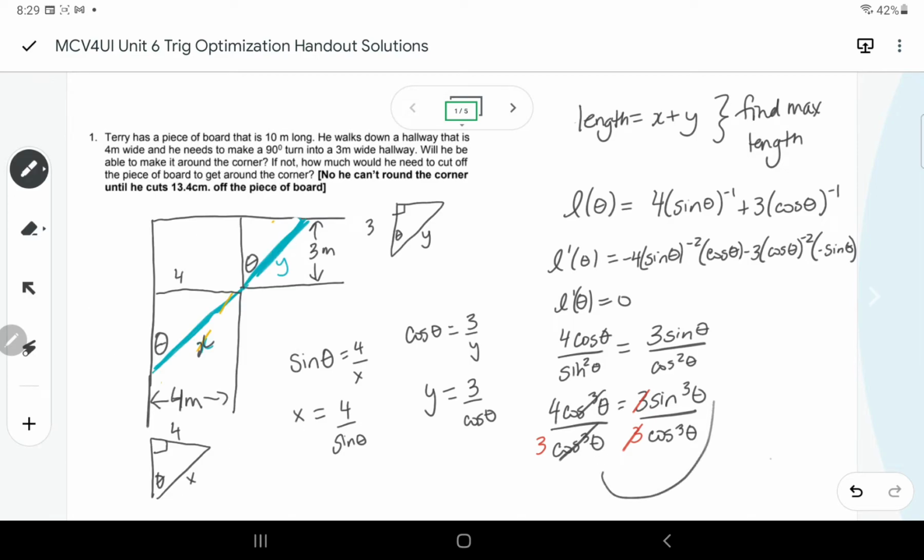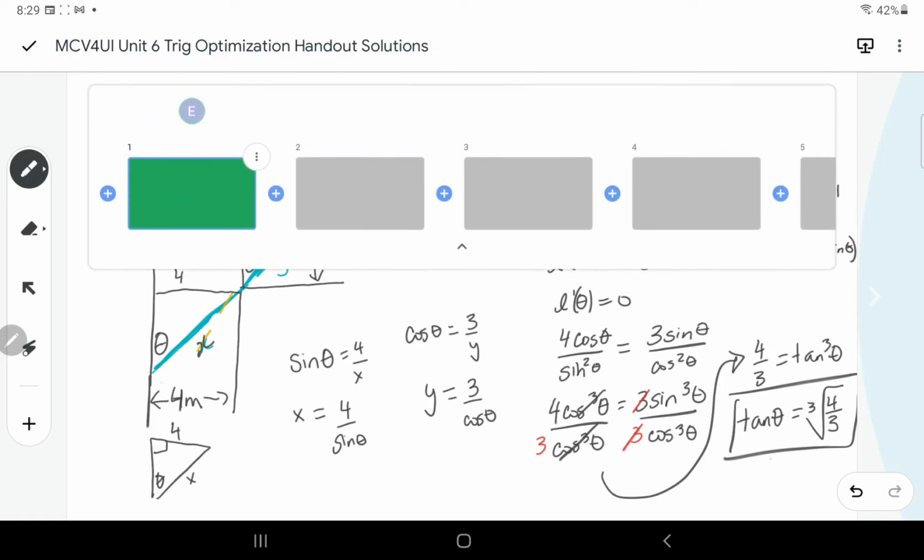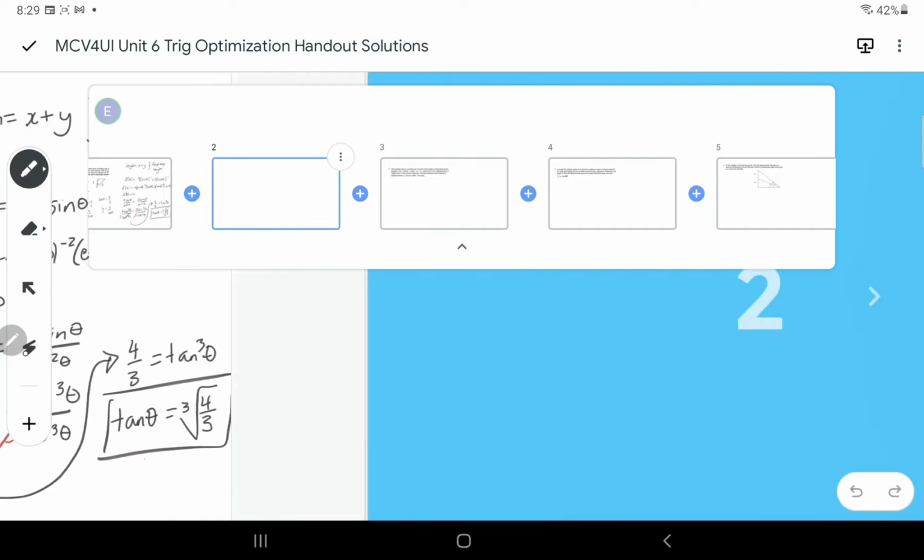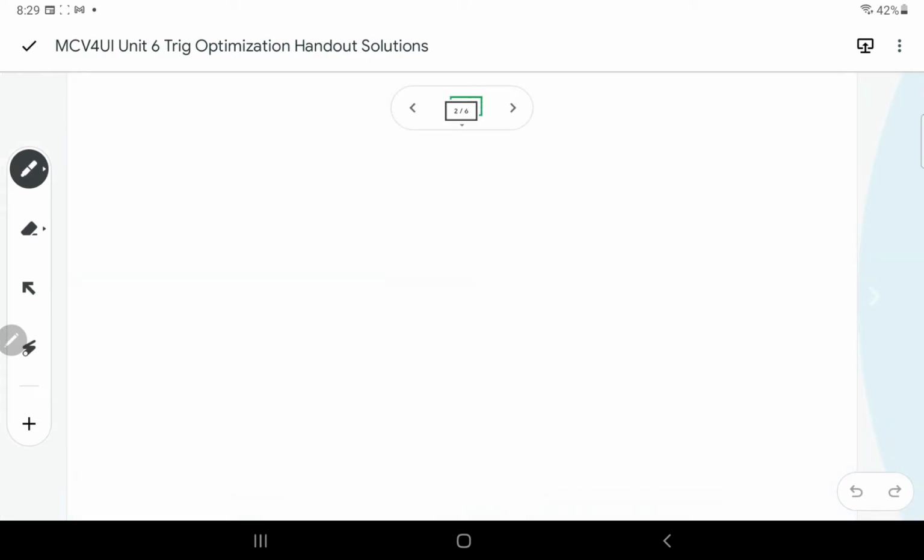So then I'm going to get 4 over 3 equals tan cubed theta. So tan theta is the cube root of 4 over 3. So that's what I have to solve to figure out whether this board will fit around the corner. I'm going to just add a screen and know that I ended up at a point where I had tan theta is the cube root of 4 over 3.